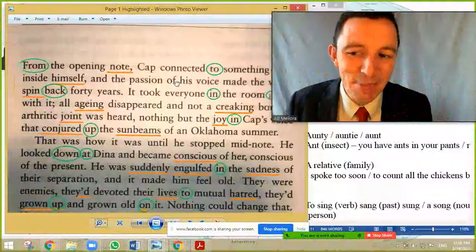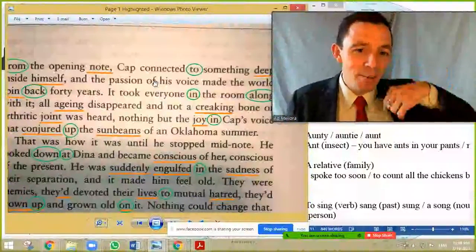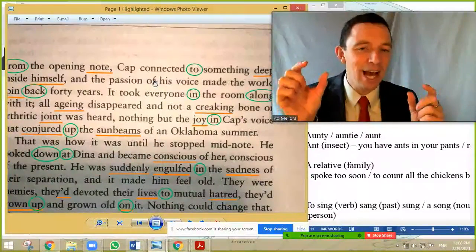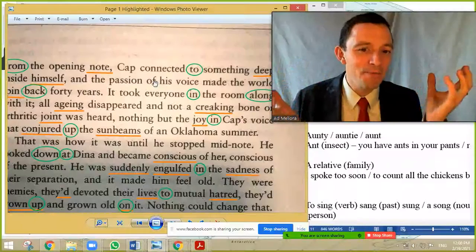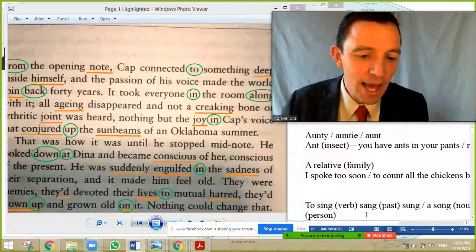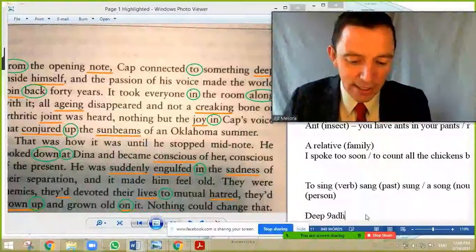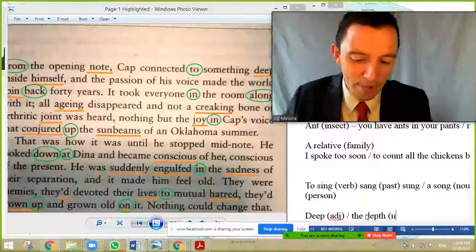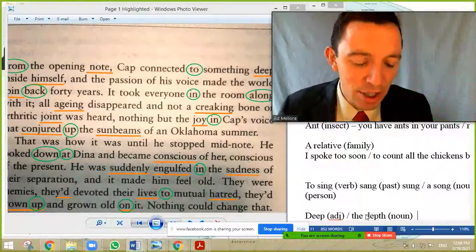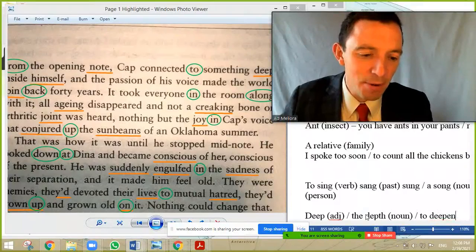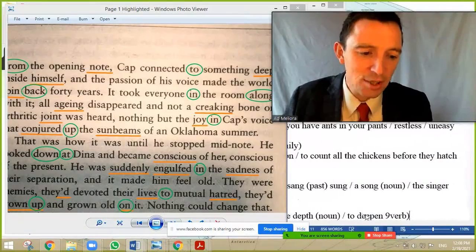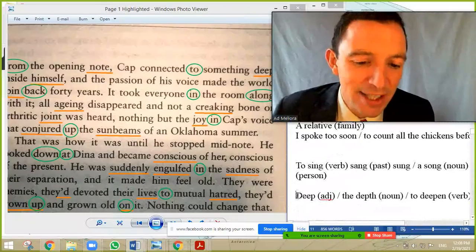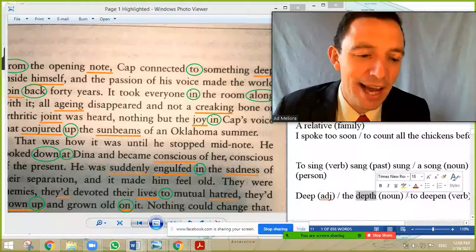Okay, something deep inside himself. So deep is the adjective, profundo in Espanol, but I don't know if you know the substantive, because it's very important. Deep is the adjective, and what is the substantive and the verb? Okay, so deep is the adjective, and the substantive is the depth. So the pronunciation is very important, the depth of your experience, the depth of your knowledge. And the verb, I don't know if anyone understands, the verb is to deepen. Okay, so you deepen your experience, you deepen the river. So very important. Deep is the adjective, depth is the substantive, and to deepen is the verb.